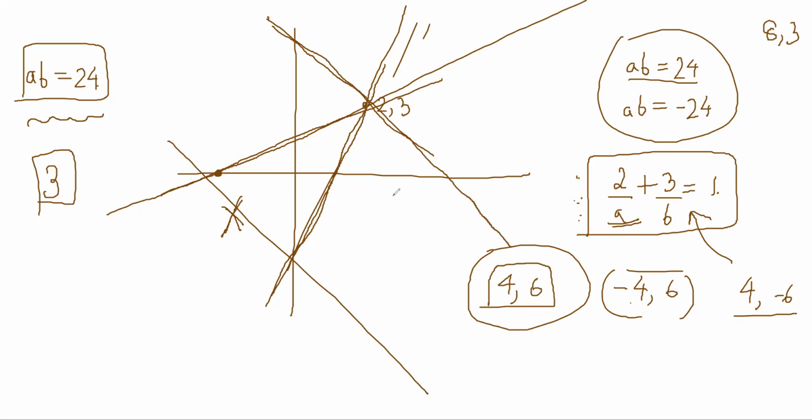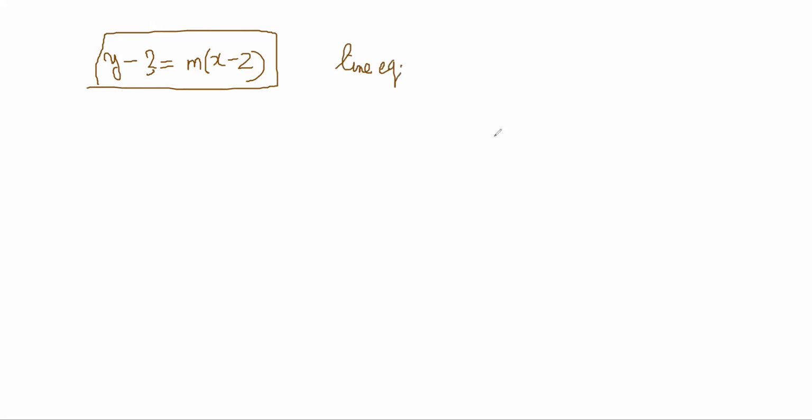The other way in which you could do it is you write y minus 3 is equal to m into x minus 2. This is your line equation. And try to find the area with the axes. You can find the points and solve it, or you can use the formula directly. Or you can just say: where does it cut the axes?